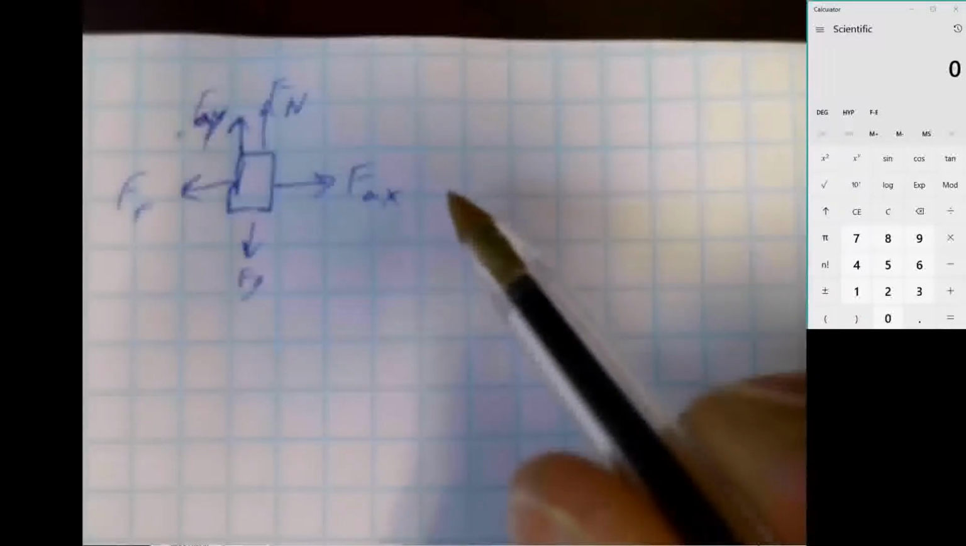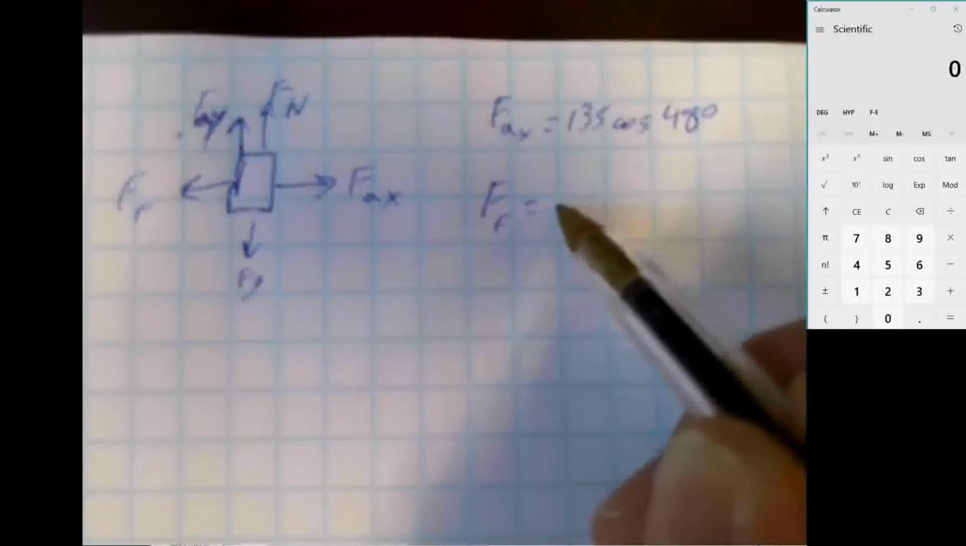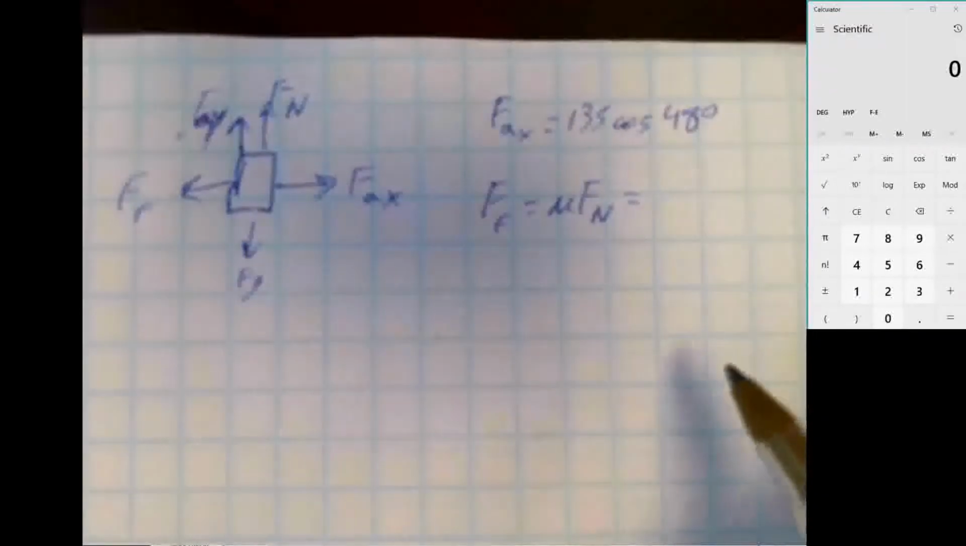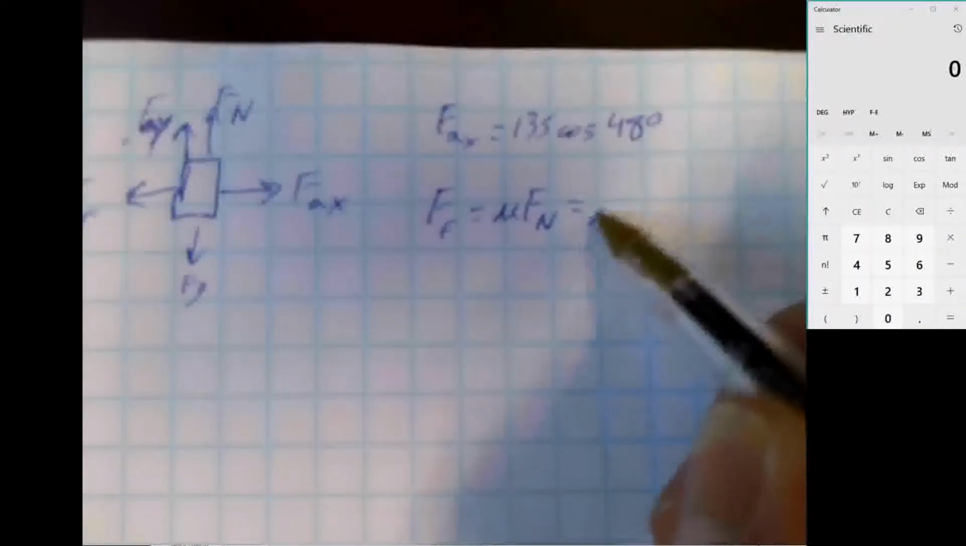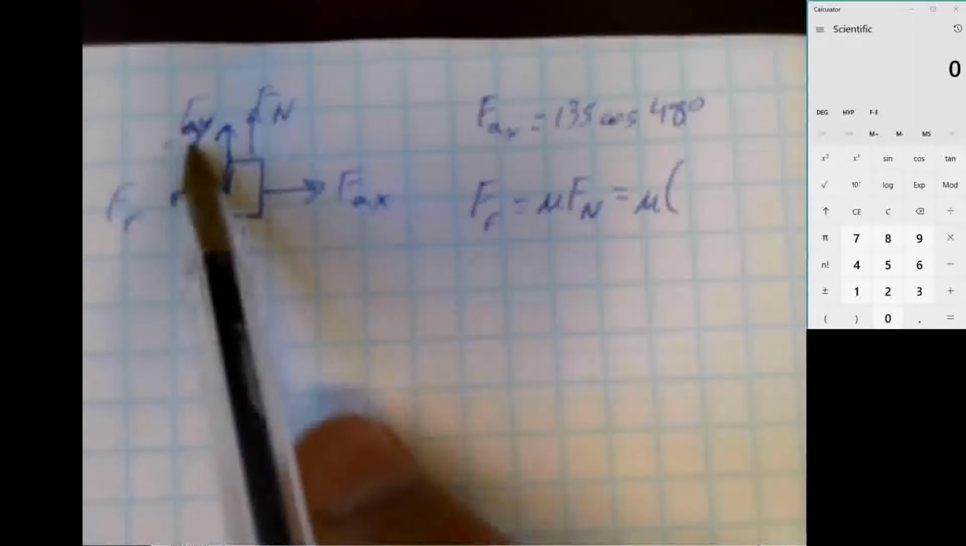So given that information, let's calculate what our Ff is going to be and what our FAX is going to be. FAX is 135 cosine of 48 degrees. Leave that there. Ff is going to be mu times Fn. And Fn in this case is going to be a bit more complicated. So we have Fn being equal to our Fg minus our FAY.